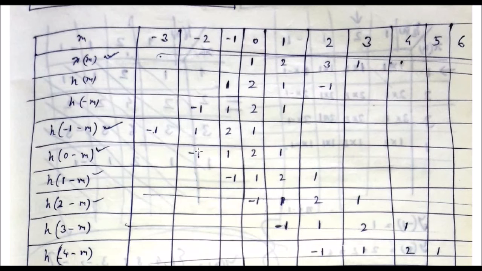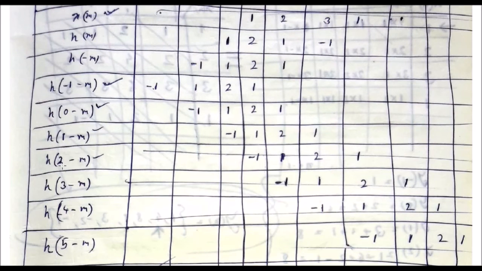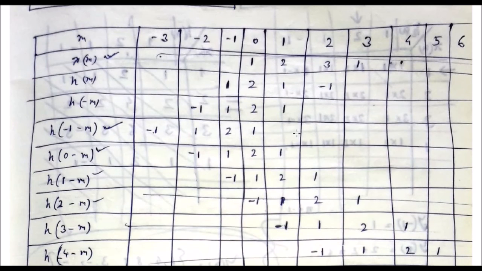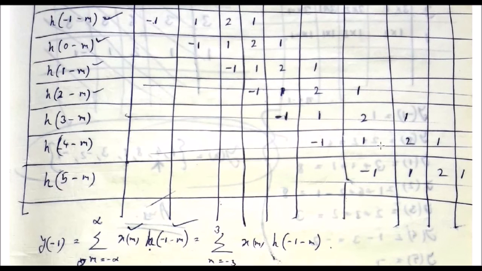So again write this signal here. 1 minus m means the right shift. So this signal has to be shifted rightward by a single unit. It is shifted rightward here. And next one, right shift of 2 units. This one is right shift of 3 units. This one is right shift of 4 and 5 units. Write all of them. So you have done all of the steps here.